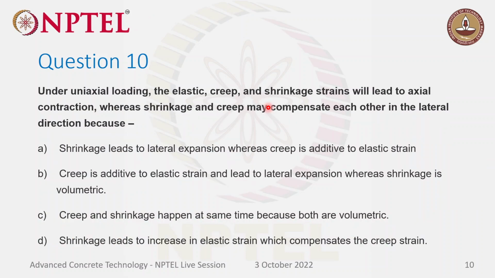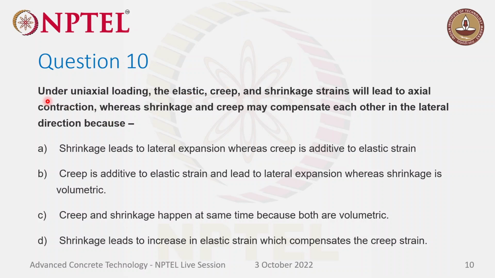Now let's move to question 10. Question 10 is: under uniaxial loading, the elastic, creep and shrinkage strains will lead to axial contraction, whereas shrinkage and creep may compensate each other in the lateral direction. Why?